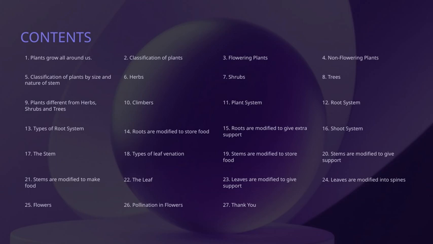Next, we'll discuss the different types of root systems and how roots can be modified to store food or provide extra support. Moving on, we'll look at the stem, including how stems are modified to make food or give support. We'll also examine the different types of leaf venation and how leaves can be modified to give support or even turn into spines. Further along, we'll cover the various flowering plants and how pollination occurs in flowers.